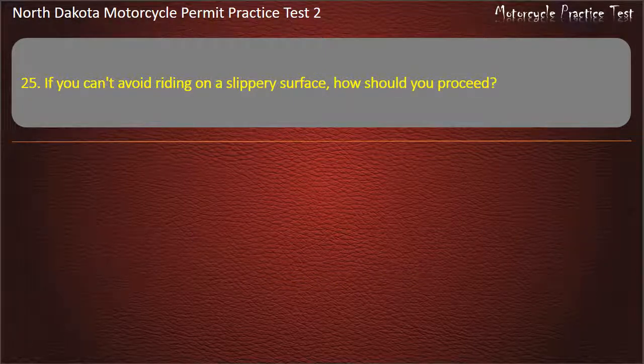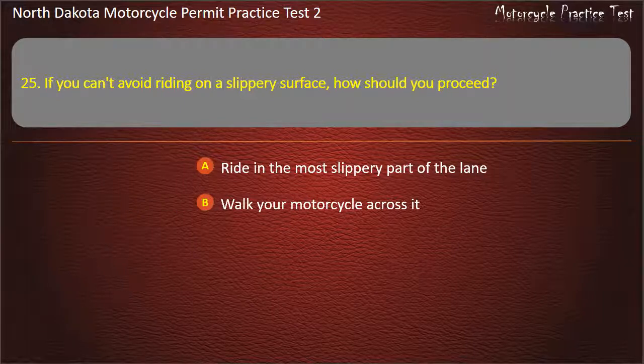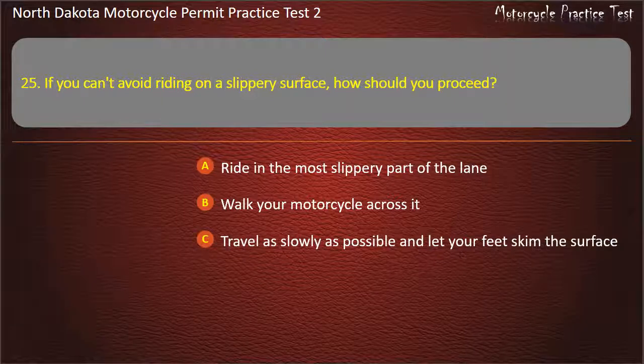Question 25. If you can't avoid riding on a slippery surface, how should you proceed? Ride in the most slippery part of the lane. Walk your motorcycle across it. Travel as slowly as possible and let your feet skim the surface. Stay relaxed and maintain speed. Answer: travel as slowly as possible and let your feet skim the surface.